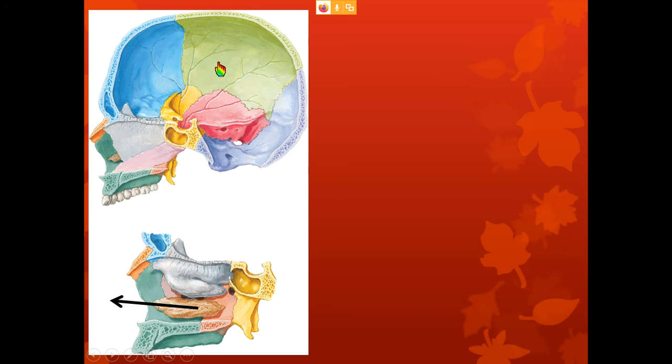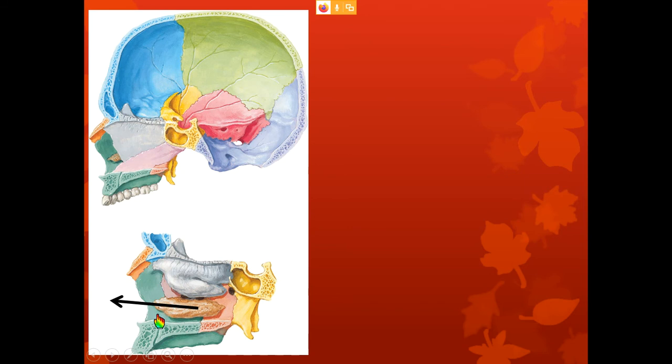This is a vomer. Then we can identify the parietal bones, right and left parietal bones. Then here you can identify the yellow color one, which is the sphenoid bone, and this pink color bone is the temporal bone, and here the blue color one is the occipital bone.